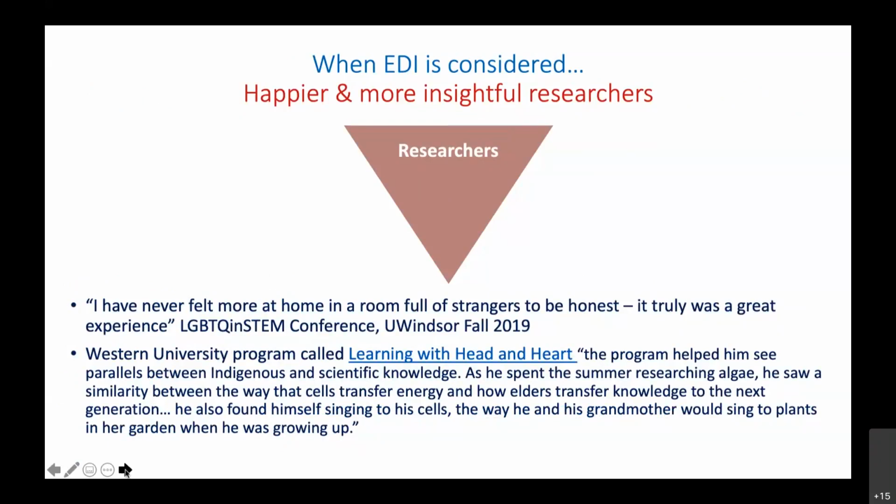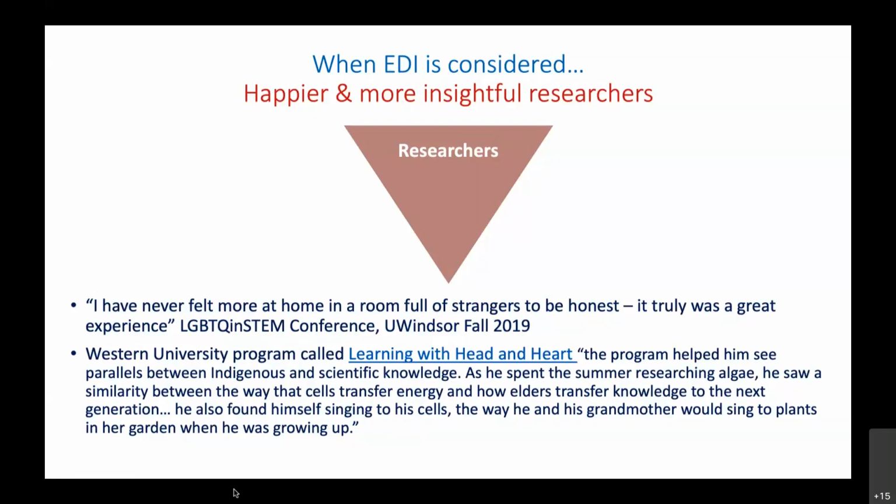Here are just a couple of quotes that I thought really highlighted this idea. "I have never felt more at home in a room full of strangers, to be honest. It truly was a great experience." This is from a student who participated in an LGBTQ in STEM conference. Conferences are important. They're a great way for students to grow their networks and meet other people, but they can feel very isolating and exclusionary. So this student had a really great, positive experience in a very inclusive environment. I think it's not unfair to assume that they were better able to grow some networks and maybe communicate their research, all of which will help move them forward in their career.